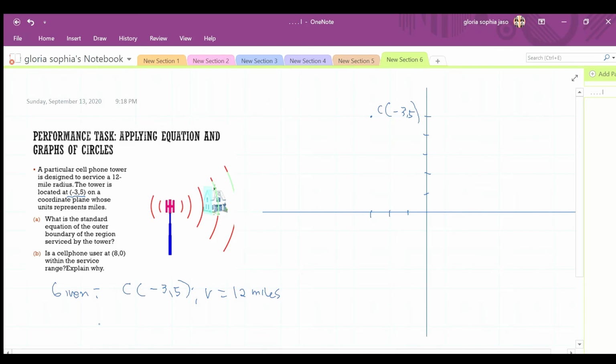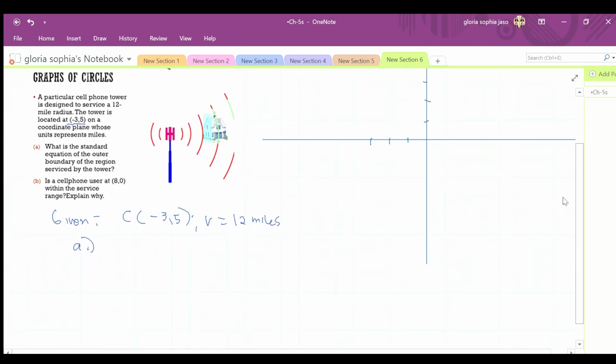Then, the question letter A says, what is the standard equation of the outer boundary of the region? So, let's write the standard equation of the outer boundary. To write it, we will use the formula of the equation of a circle with center at (h, k): (x minus h) squared plus (y minus k) squared equals r squared.